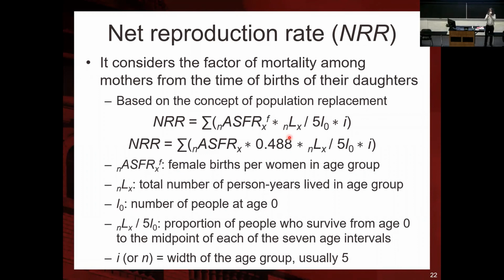What you have to understand here now, basically the difference between the gross reproduction rate and the net reproduction rate, is that now we take into account mortality. Some of these women will not live until the end of the reproductive ages. So we have to discount that. This number here is going to be below 1. By being below 1, this net reproduction rate will be lower than the gross reproduction rate.